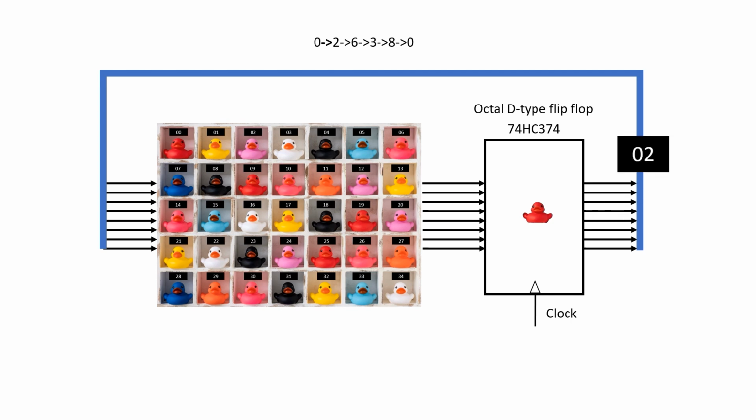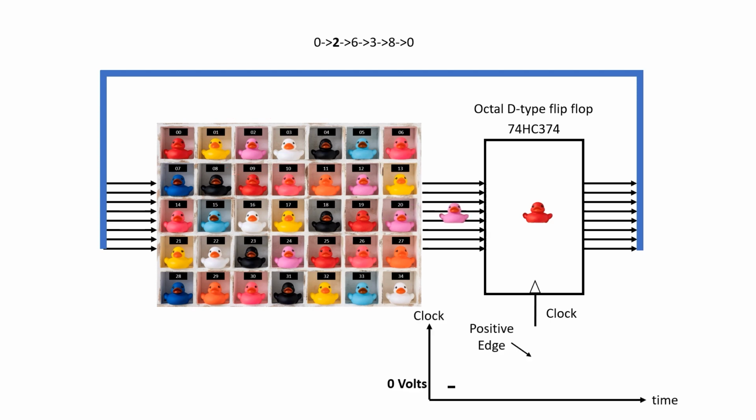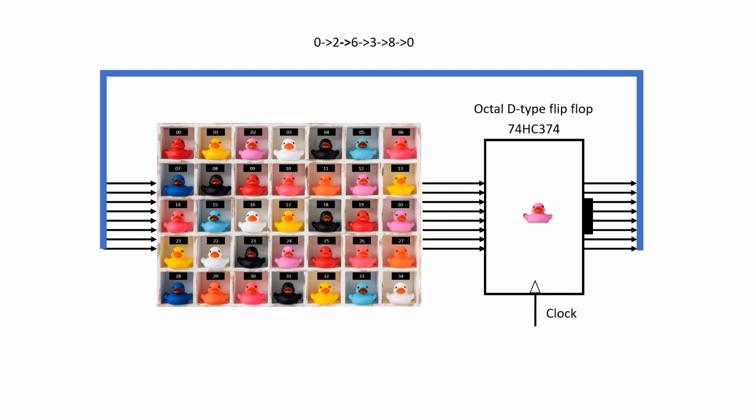Now the 2 is presented on the output lines. This goes back to the memory. The pink duck is read from location 2. This goes to the output lines of the memory, which are also the input lines to the flip-flop. On the next rising edge of clock, this gets stored internally within the flip-flops and then presented on the output pins.